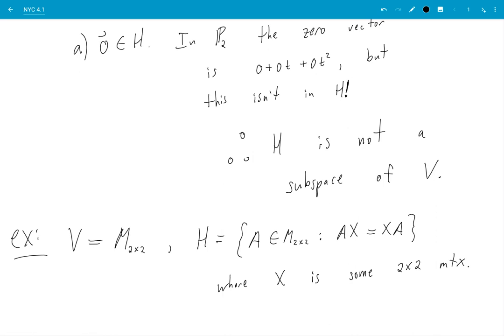Okay, so we're going to fix this matrix X. I'm not going to tell you what it is, and you're going to see I don't have to. So X is some fixed 2 by 2 matrix. And we use that to define our set H.